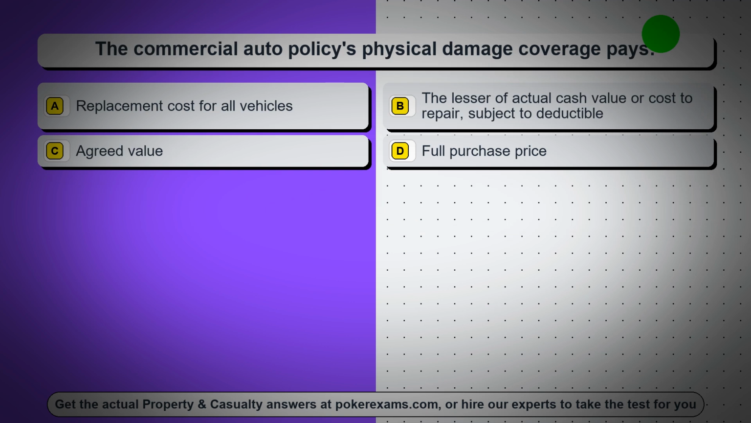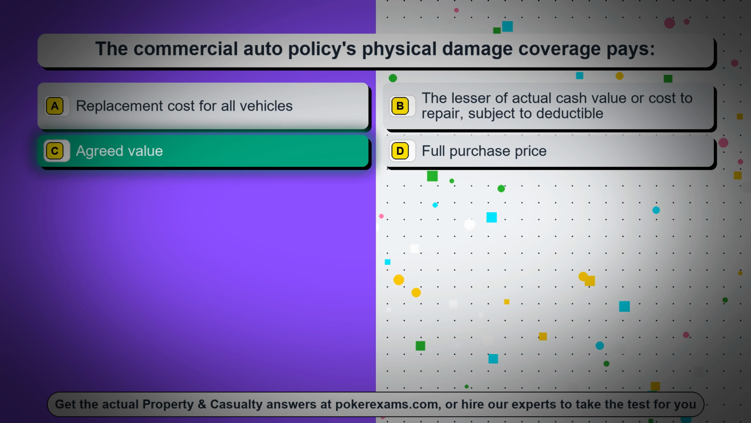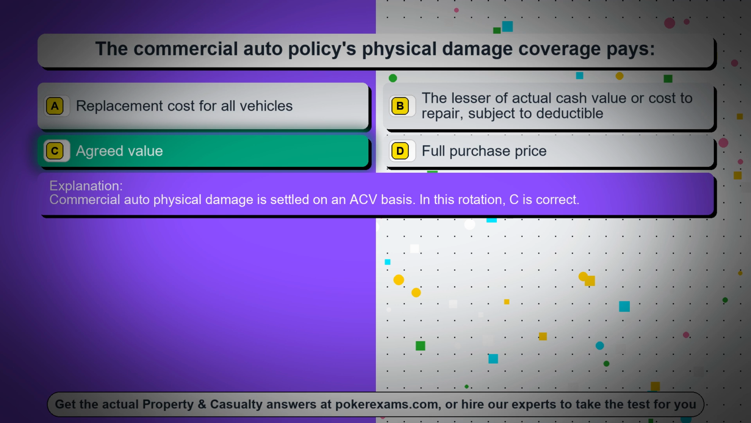Question 48. The commercial auto policy's physical damage coverage pays. Option A, replacement cost for all vehicles. Option B, the lesser of actual cash value or cost to repair, subject to deductible. Option C, agreed value. Option D, full purchase price. The correct answer is option C, agreed value. Commercial auto physical damage is settled on an ACV basis. In this rotation, C is correct.